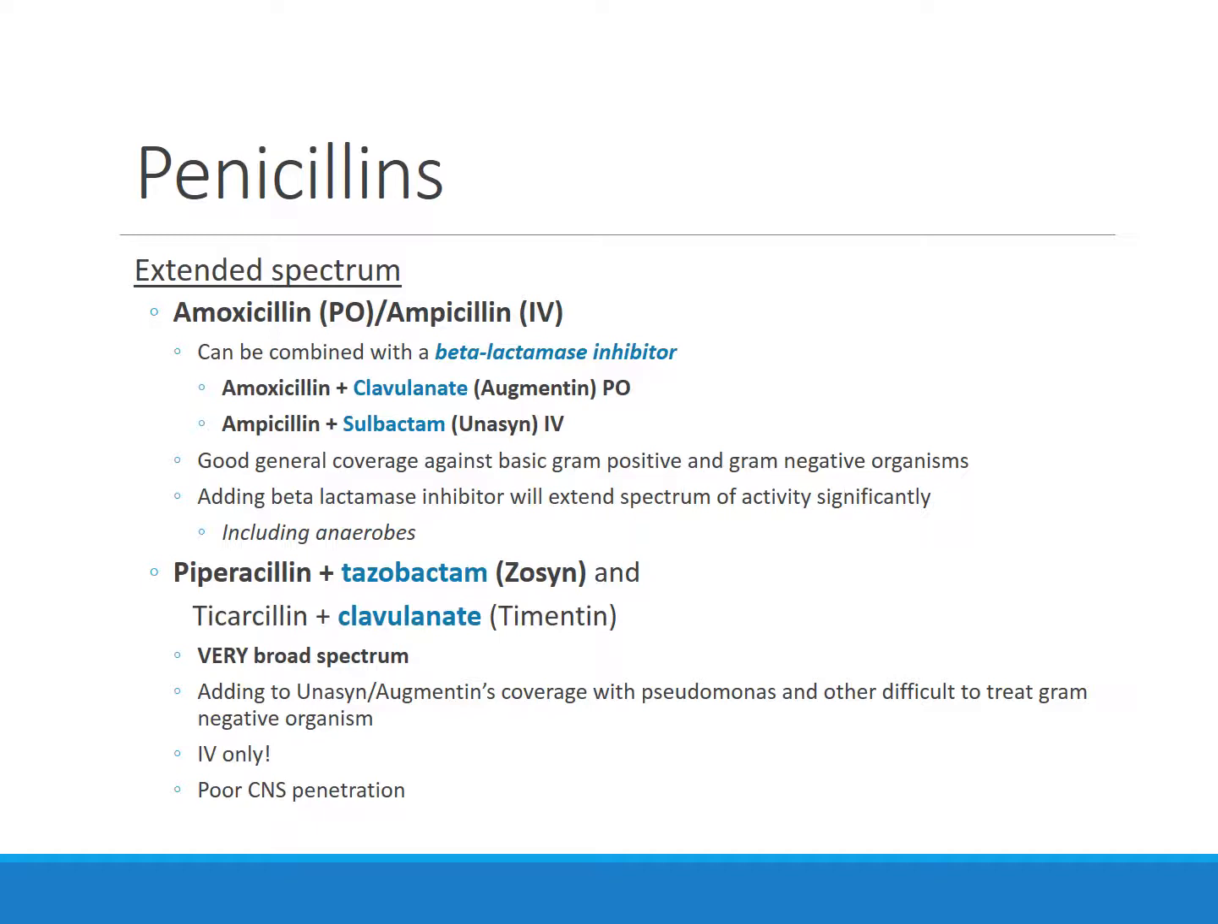I did put ticarcillin and clavulanate, or Timentin, there. I don't know if people use Timentin. Timentin's kind of in between. It's not quite as broad spectrum as Zosyn, and it's more broad spectrum than Augmentin would be, though, or Unasyn would be. So I don't think many health systems use this. I think if you're going to go broader than Unasyn and you want to stick in this area, you would go with Zosyn. So there you have it.